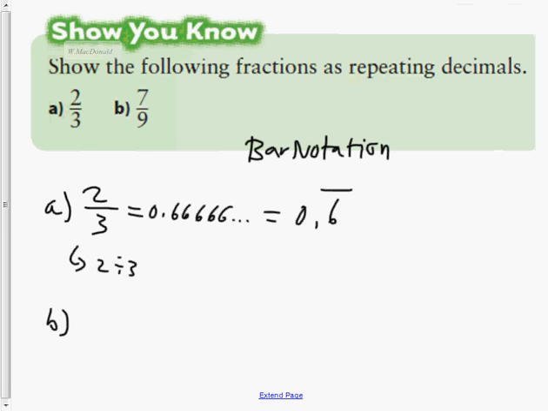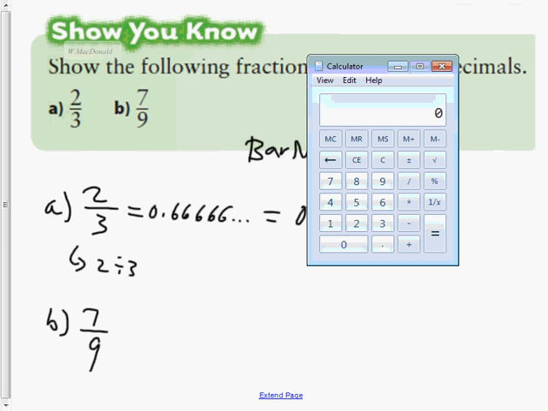Now the second one, 7/9. If you take my calculator, go 7 divided by 9, that equals 0.777..., which is equal to 0.7 with a bar above it, repeating.